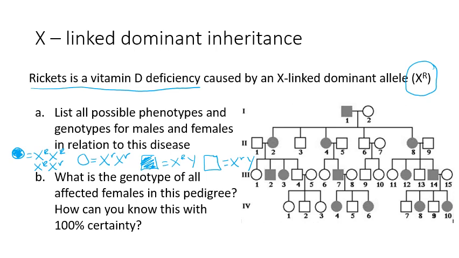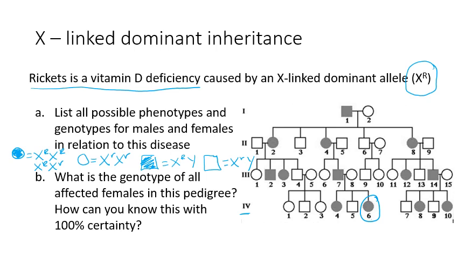The second part of the question on the screen, though, is asking us to identify what is the genotype of all the affected females in this pedigree. So that's assuming that all of the affected females have the same genotype. And how can we know this with 100% certainty? So if I look right now at a female, if I just pick one at random, I'm going to pick individual 6 in generation 4.